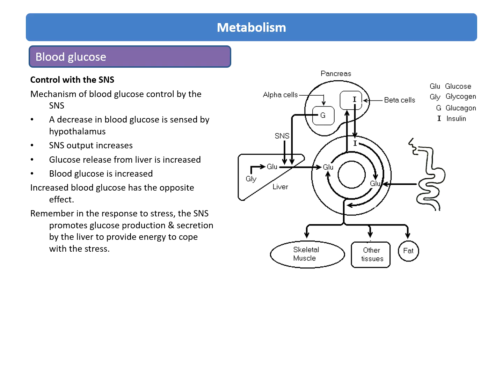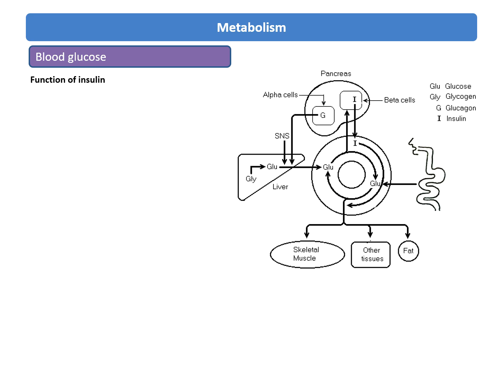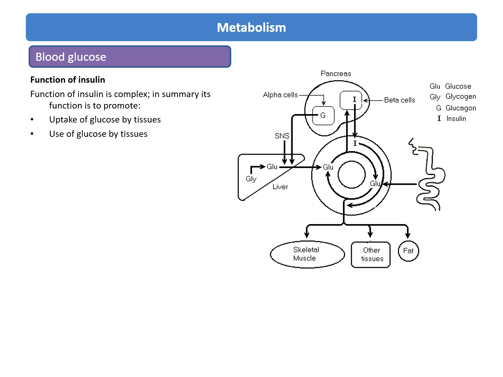Remember, in response to stress, the sympathetic nervous system promotes glucose production and secretion by the liver to provide energy to cope with stress. Let's look back at the function of insulin in a little more detail. Its function is complex. Its summary is to promote uptake of glucose by tissues and the use of glucose by tissues. But this is, again, quite a simplification.